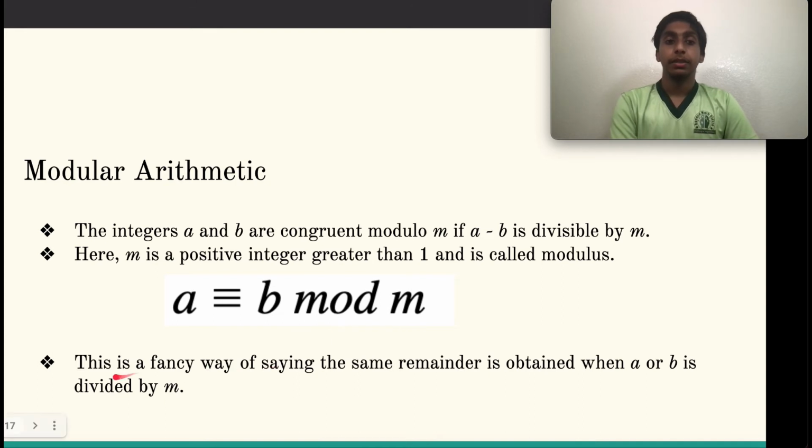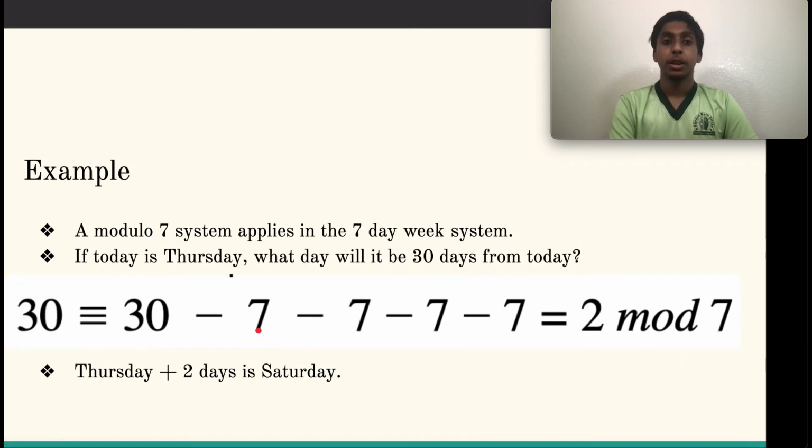So again, this is a fancy way of saying that the same remainder is obtained when a or b is divided by m. Okay, so just take a moment to quickly go over what a modulo is, and let's move on. Okay, so here's an example of a modulo system.